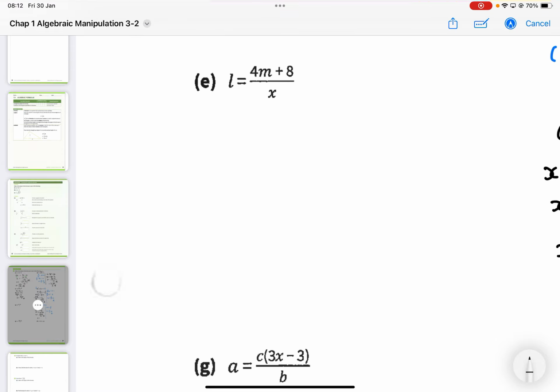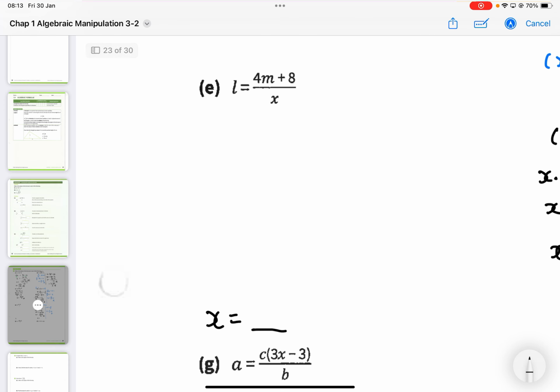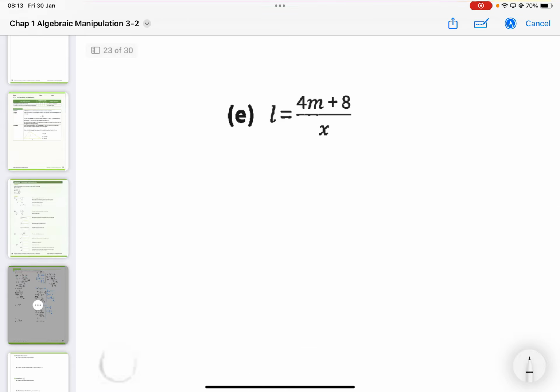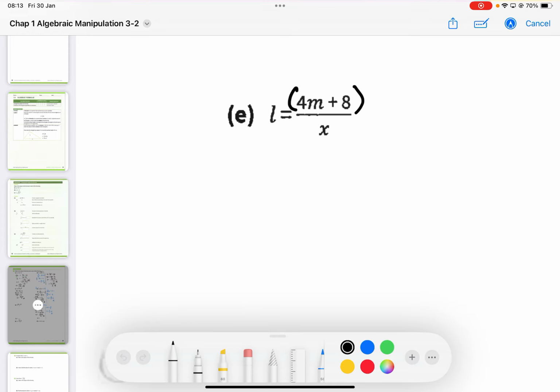I want to make X the subject. So do I know my endpoint? My answer must be X equals to the rest of the thing put here. When I put X on the left, it is a numerator. But now my X is a denominator. So I don't want X to be in the denominator. I want it to disappear from the denominator. So what do I need to do? I need to multiply, and multiply at the same time.